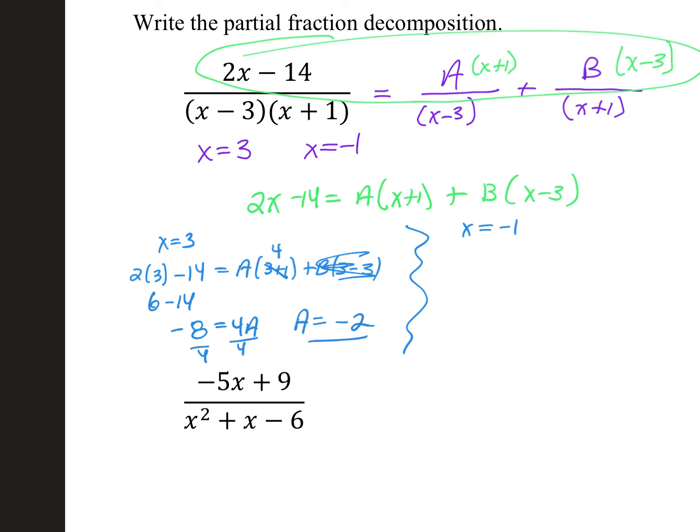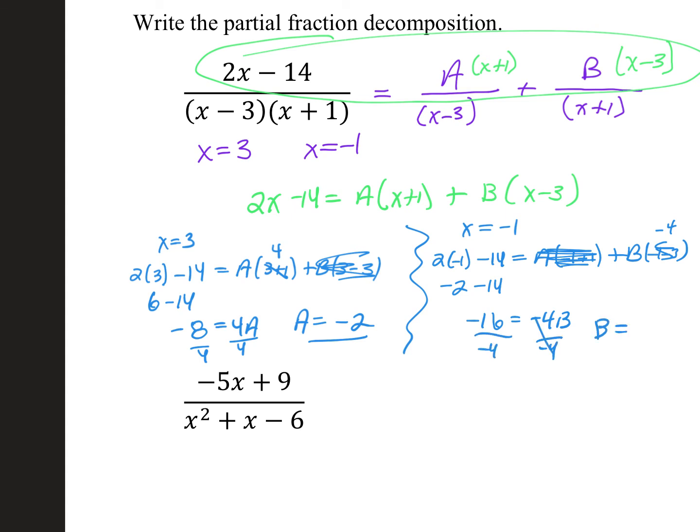Same thing on the right-hand side. We're going to evaluate using negative 1. So 2 times negative 1 minus 14 equals a times negative 1 plus 1 plus b times negative 1 minus 3. So 2 times negative 1 gives me negative 2 minus 14 gives me a negative 16. Negative 1 and positive 1 cancel, so my a is gone. And then negative 1 and negative 3 is negative 4, so I'm left with negative 4b. And then how do I get b all by itself? Divide by negative 4. So b equals 4.